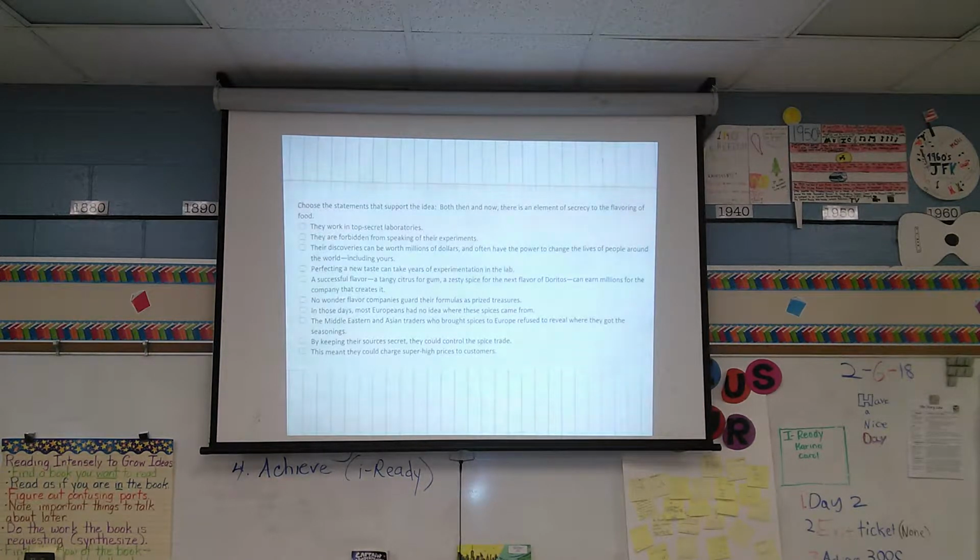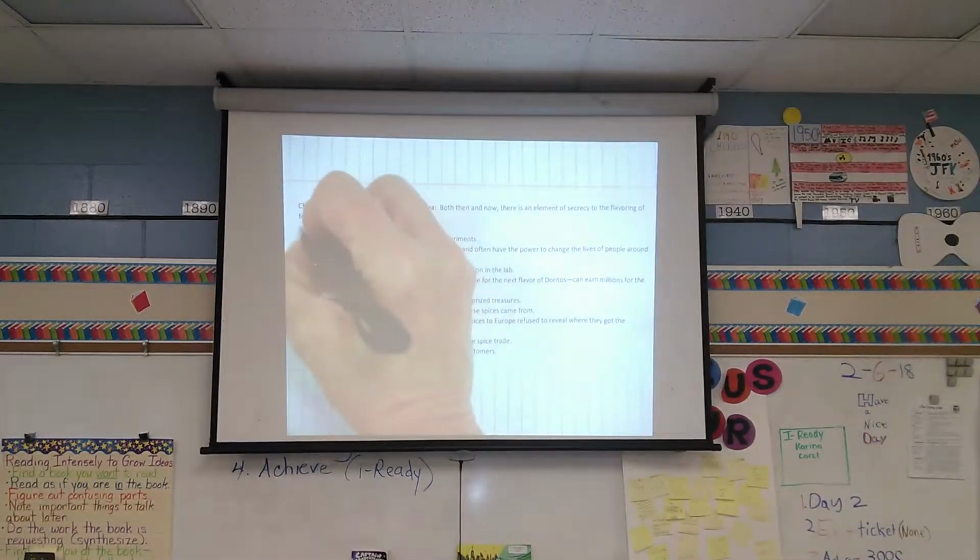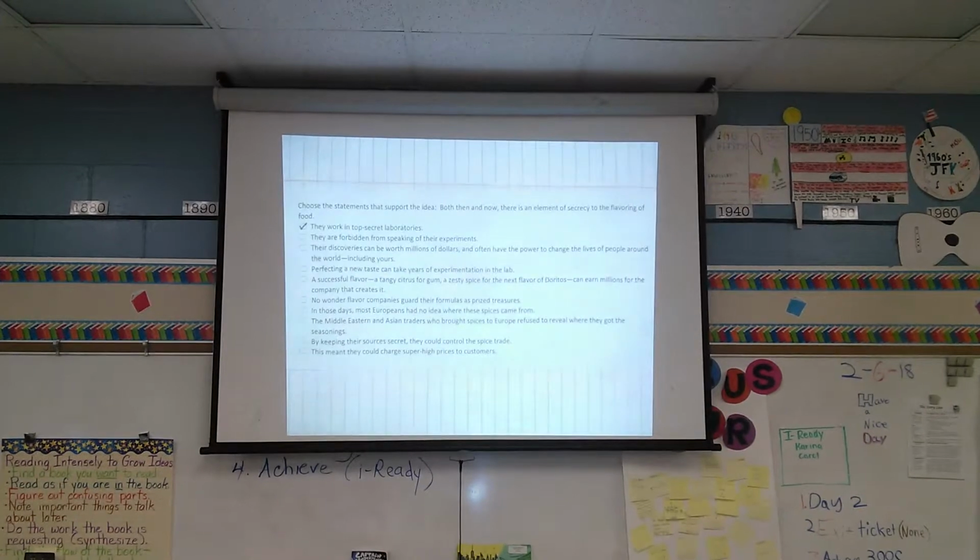Okay, so if I look at the very first one that's there, it says they work in top secret laboratories. Well, it's pretty obvious that that is going to be a text that would support the idea that there is an element of secrecy, especially in modern times when laboratories are secret laboratories for developing the chemicals for flavoring food, the processed foods that we eat. So I would go ahead and put a check mark there because that is a piece of text that would support my main idea.